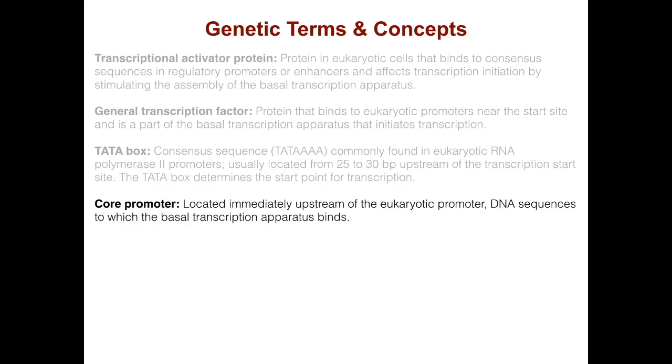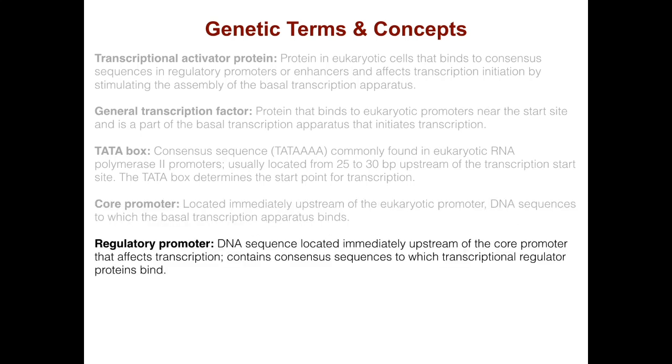Core promoter: located immediately upstream of the eukaryotic gene, DNA sequences to which the basal transcription apparatus binds. Regulatory promoter: DNA sequence located immediately upstream of the core promoter that affects transcription. It contains consensus sequences to which transcriptional regulator proteins bind.